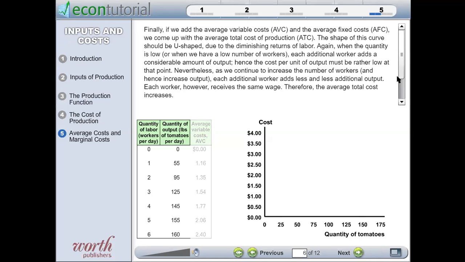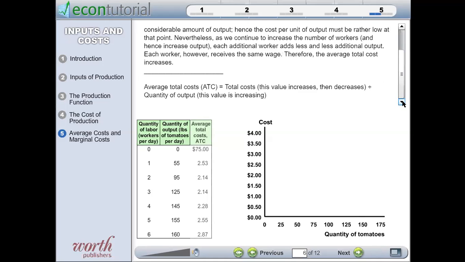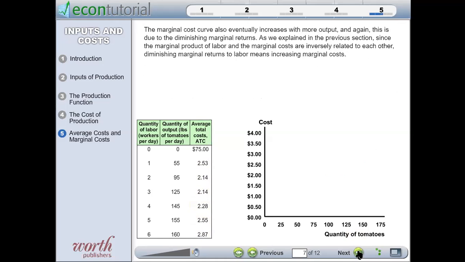So finally we see the average total cost curve. Now, the average total cost curve has two components in it: the average fixed cost plus the average variable cost. Both are added into it. So you see a combination of average fixed and average variable cost in the average total cost curve. This is a very important curve because we're going to combine it with the marginal cost curve.